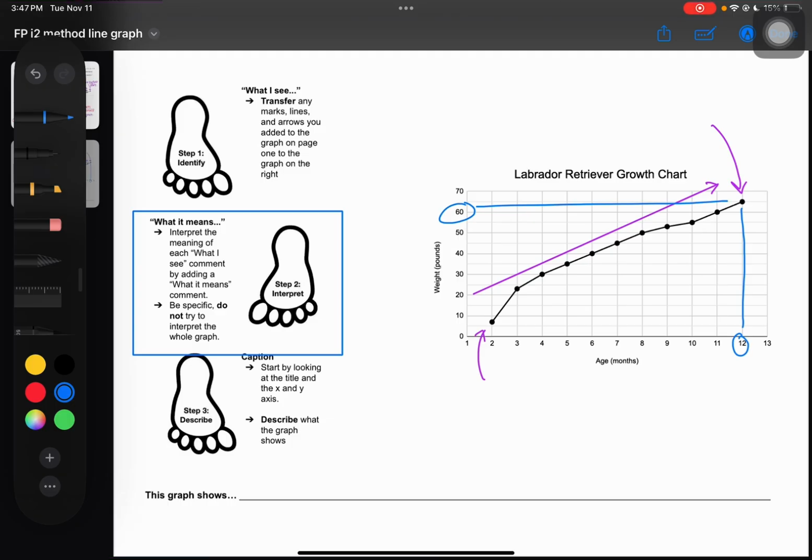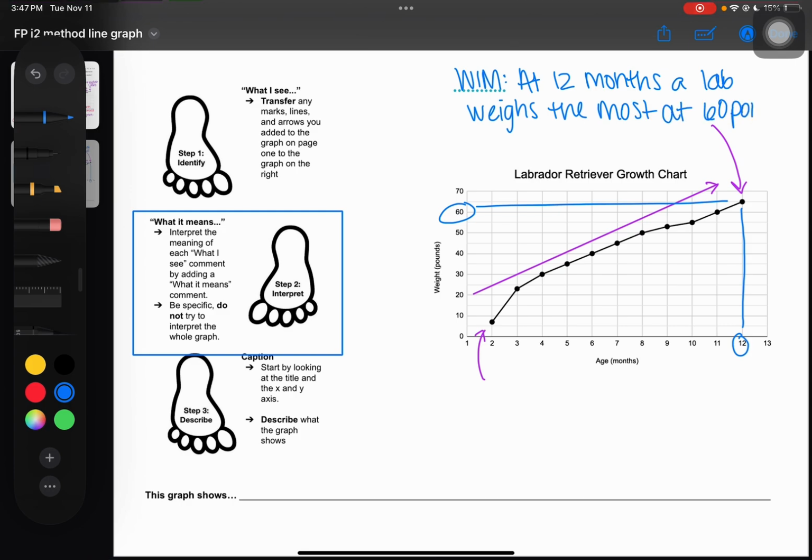So I'm going to write a WIM, and I'm going to say at 12 months, a Labrador Retriever, I'm going to shorten it to lab. That's the kind of dog that Aurora is, by the way. A lab weighs the most at approximately 60 pounds. Can you see how I got that? I took my line, I followed it down to look at what month we were talking about, and then I followed it over to the y-axis to see what height we're looking at.